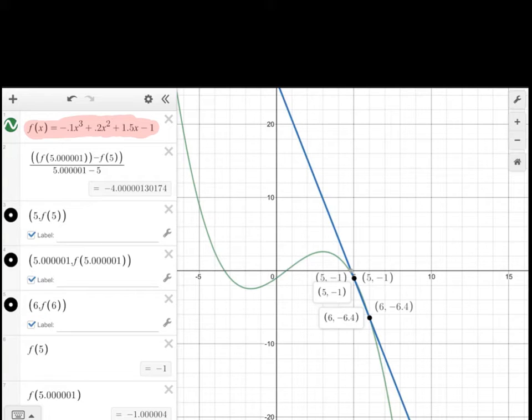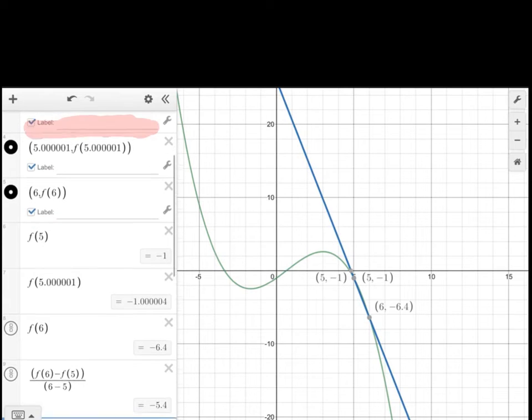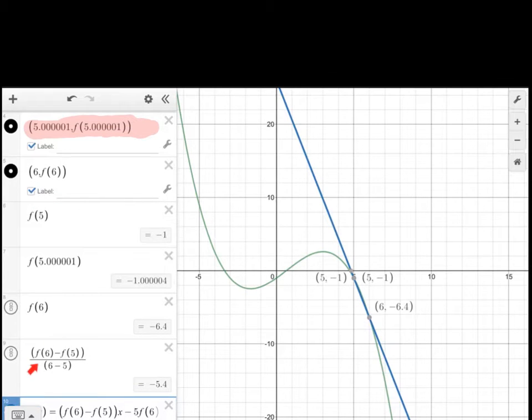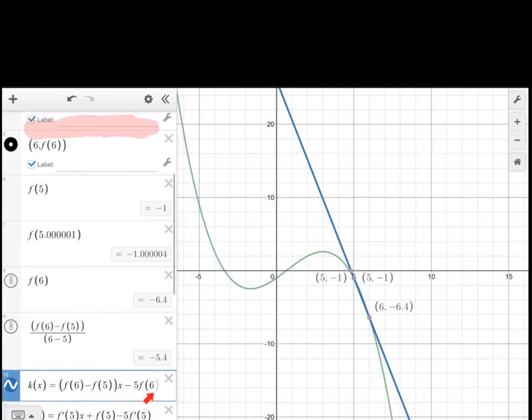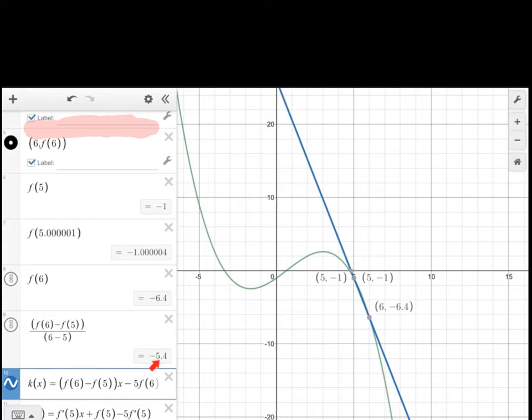And the answer is negative 5.4 right here. Okay, so the slope there is negative 5.4. Well, of course, look at you go down 5.4 in that time, and you're going 1 to the right. So for every 1, you're going down 5.4. What about the instantaneous rate of change?